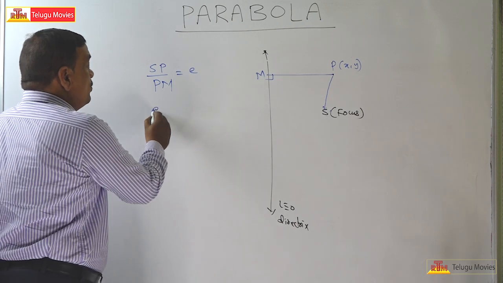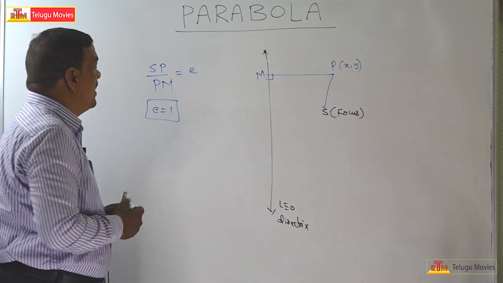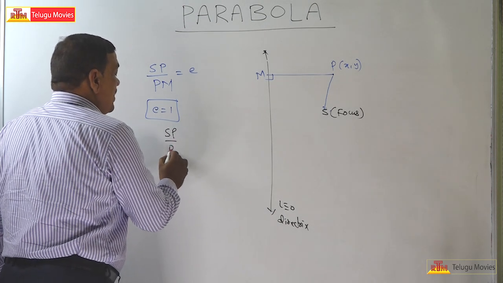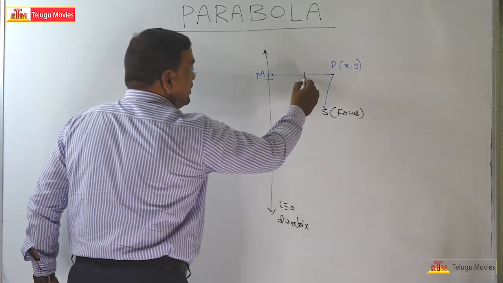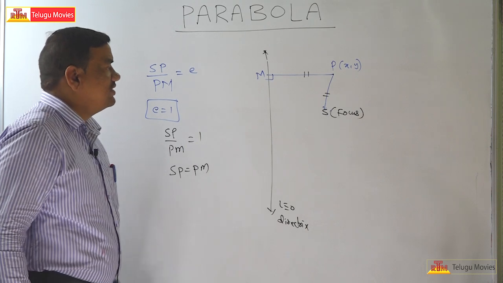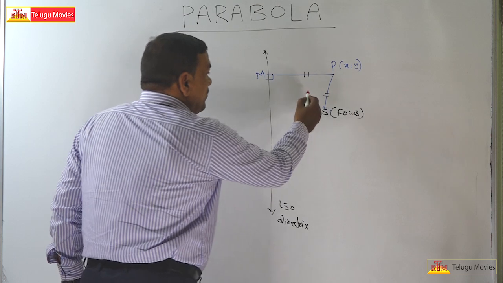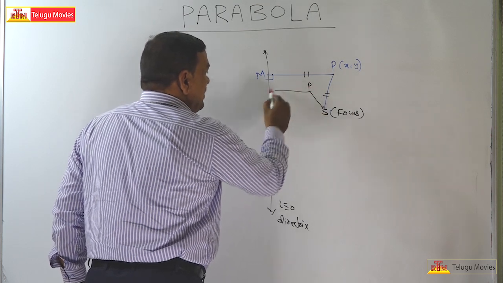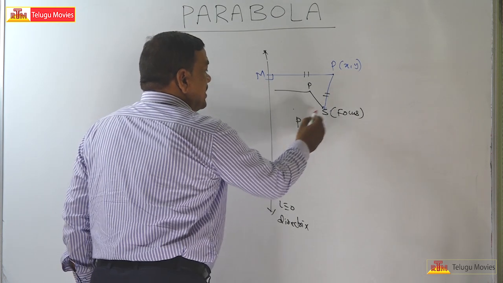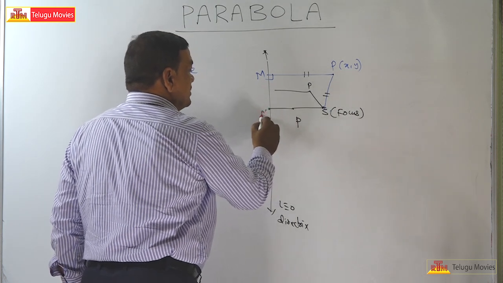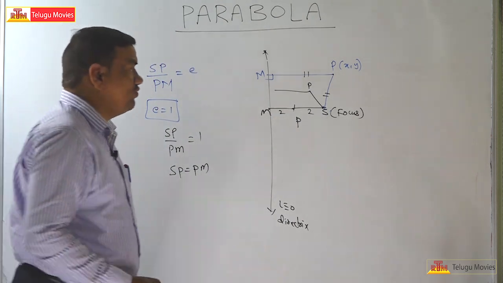If this E value happens to be equal to 1, that means SP by PM is equal to 1. That means these two distances are equal. If it is 5 centimeters, this is also 5 centimeters, 5 by 5 is 1. If the point comes here, SP by PM, if it is 3 centimeters, this is also 3 centimeters. If the point comes here, if it is 2 centimeters, this is also 2 centimeters, SP by PM is equal to 1.